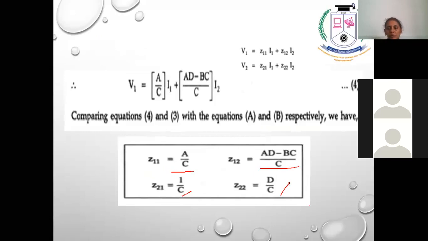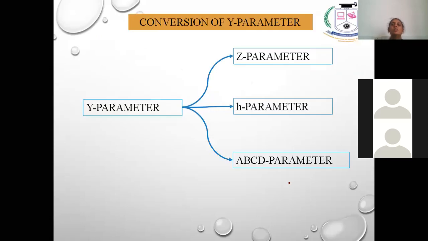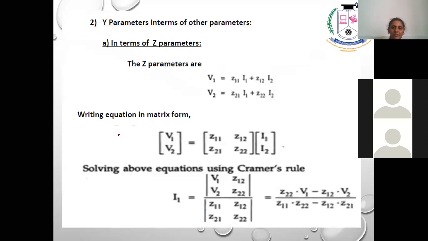Next we have to move on to the Y parameter conversion. Y parameter is also called the admittance parameter or the short circuit parameter. It will be converted in terms of Z parameter, H parameter and ABCD parameter. Now first we will start with the Y parameter in terms of Z parameter.